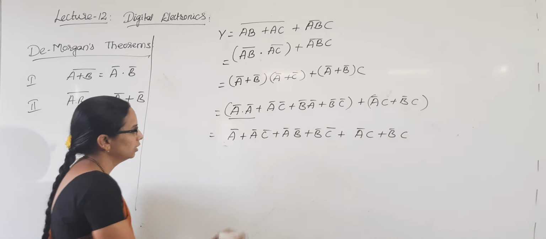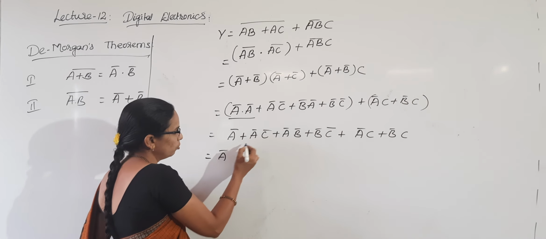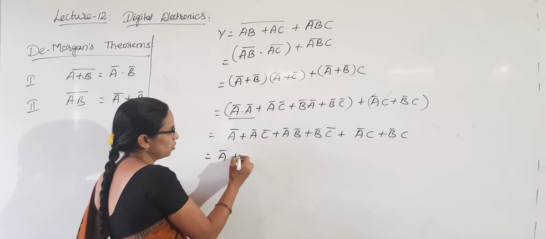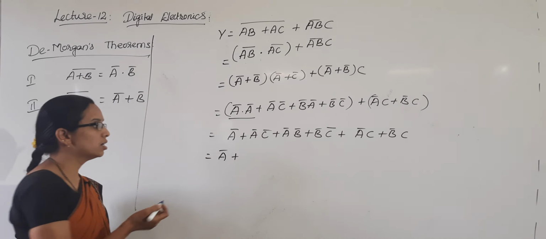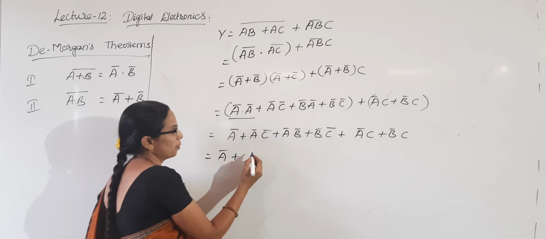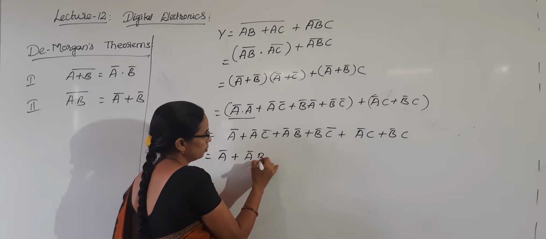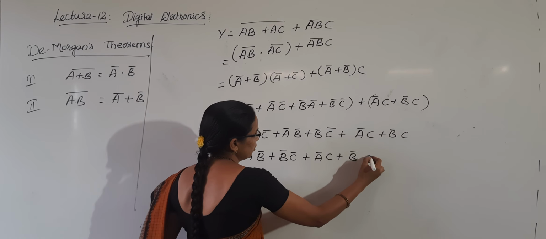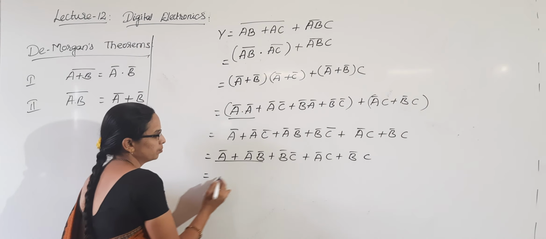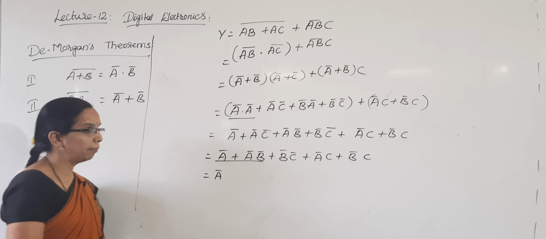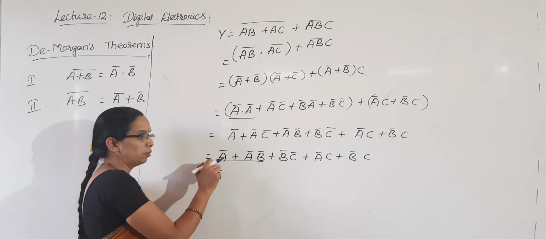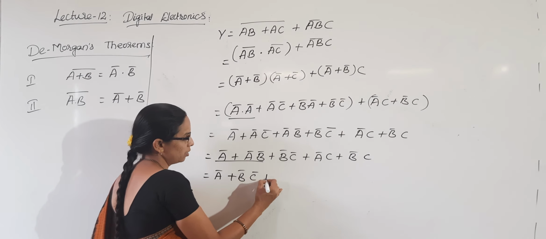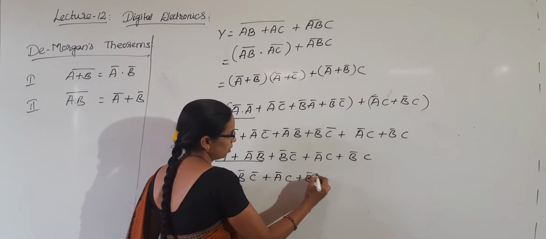Okay. If I take A bar common, that will be 1 plus C bar, that will be 1 only. So, A bar plus A bar C bar is equal to A bar. In the same way, A bar plus A bar C is A bar. Then B bar plus B bar C bar plus A bar C plus B bar C. Here again you can write only A bar plus A bar B bar. If I take A bar common, 1 plus B bar will be 1 again, plus B bar C bar plus A bar C plus B bar C.